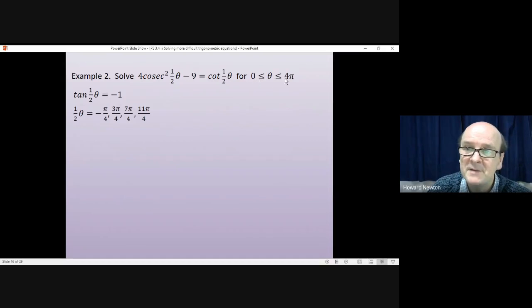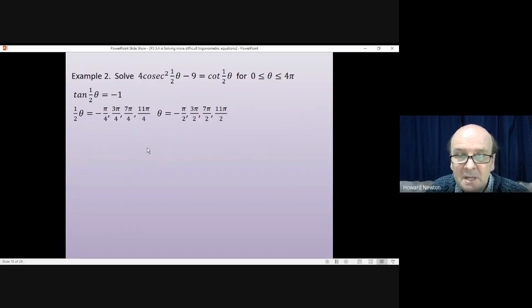You need to keep half an eye on the range here. We only want solutions between 0 and 4 pi. And also you need to keep half an eye on this. We've only found half theta so far. Well, if those are the values for half theta, the values for theta, which is what we actually want, will be double all of these. So if we double minus pi by 4, we get minus pi by 2. Doubling the others gives us 3 pi by 2, 7 pi by 2, and 11 pi by 2.